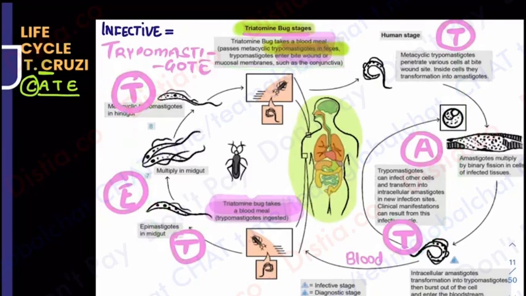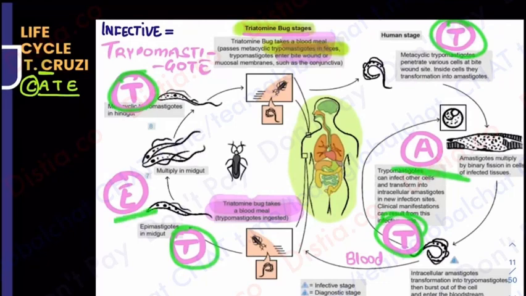Remember that. Please note that you will see so many life cycles going forward, and in the end you won't be able to revise it. So one thing to remember: the trypomastigote form you are seeing everywhere, humans maybe, insect maybe, everywhere. But where do you see the amastigote and where do you see the epimastigote?